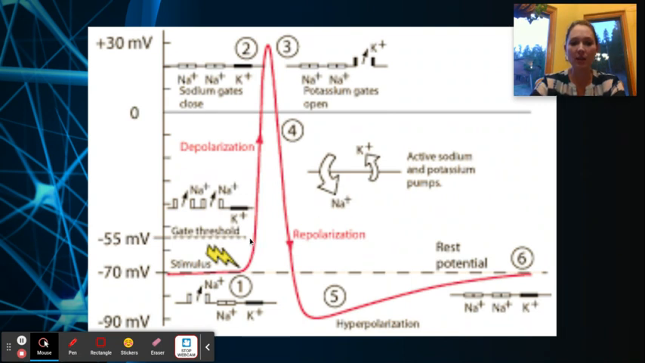If it gets above that gate threshold here at negative 55 millivolts, then even more sodium gates will open to cause depolarization. Again, this will happen all the way down the axon as a domino effect, one after the other. Eventually, after the action potential passes, which we're going to talk about next, the sodium gates close. We're going to talk about the second half of this graph now.